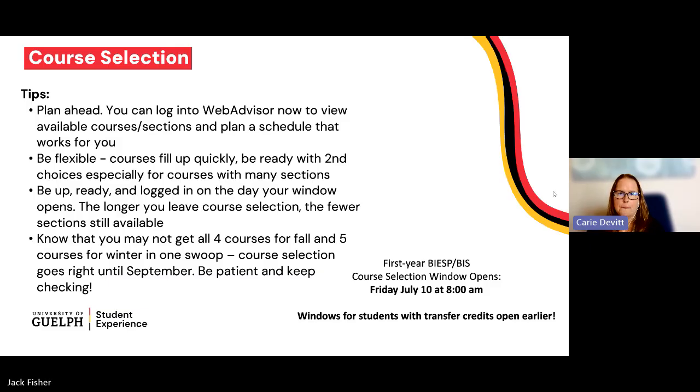Be patient. You can come back. You can keep checking. If you happen to need to register in a second or third tier option for a course, you can check back and see if there's availability in a different section, and you can change sections later on. So that is a possibility too. Sometimes you just have to be patient.